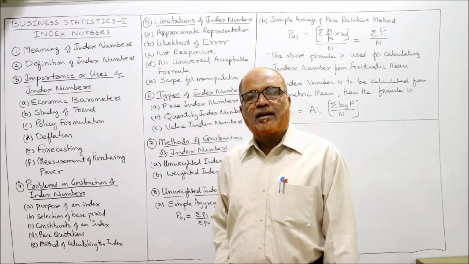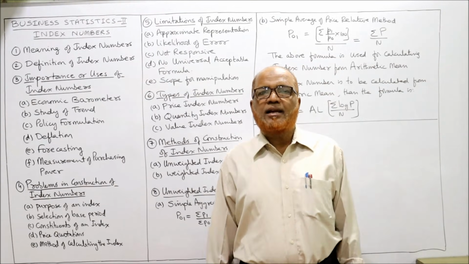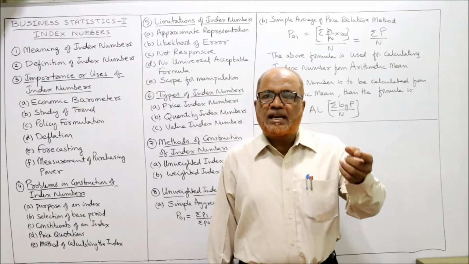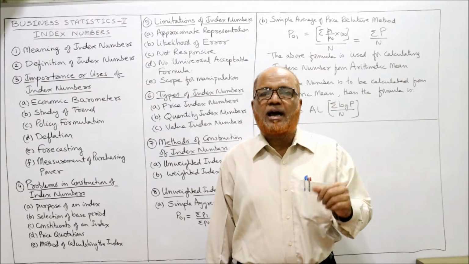Then study of trend. Normally the index number is calculated to find out the trend of a particular phenomena, whether it is showing an increasing trend or a declining trend.